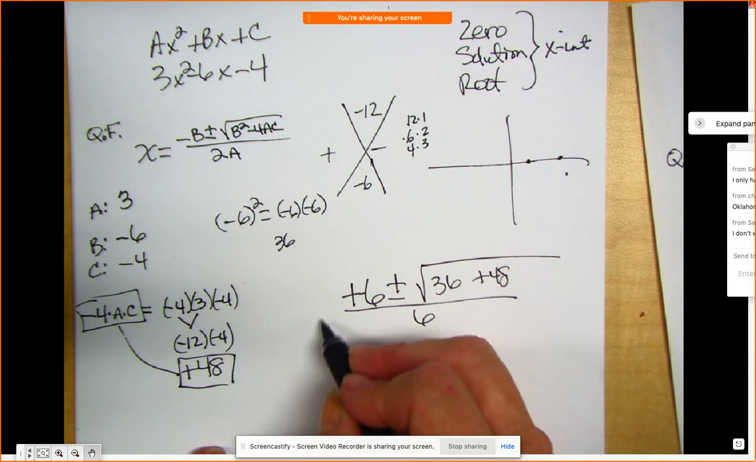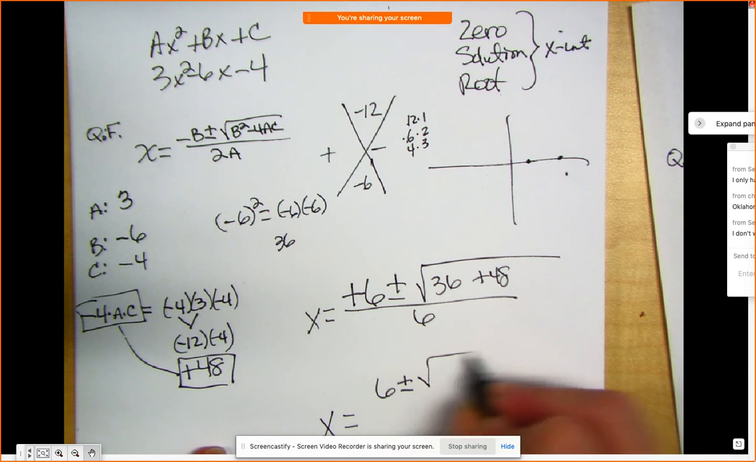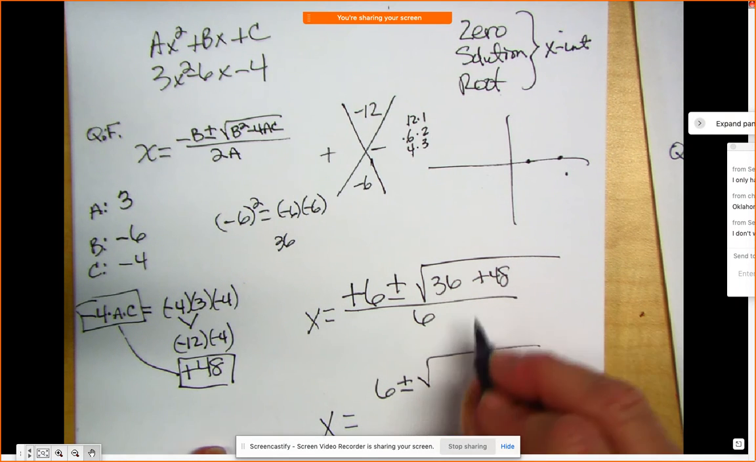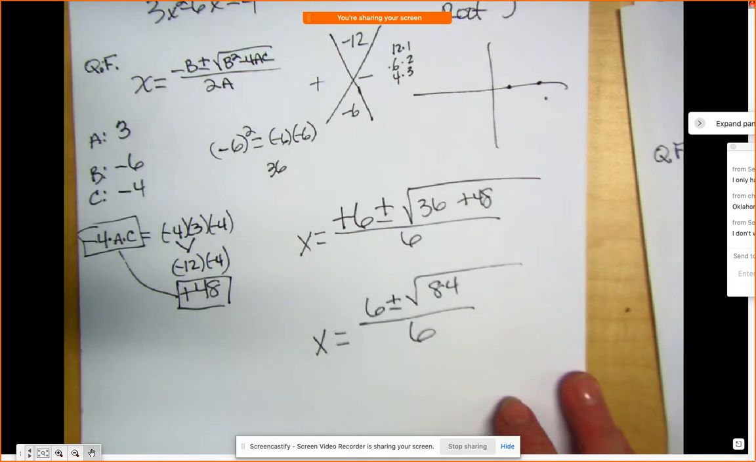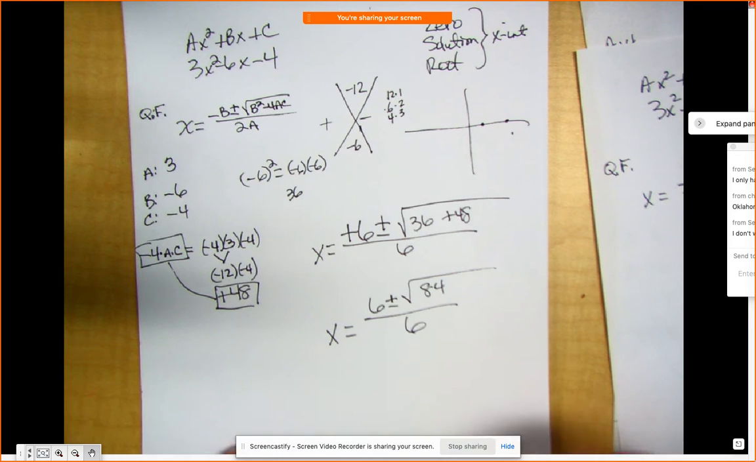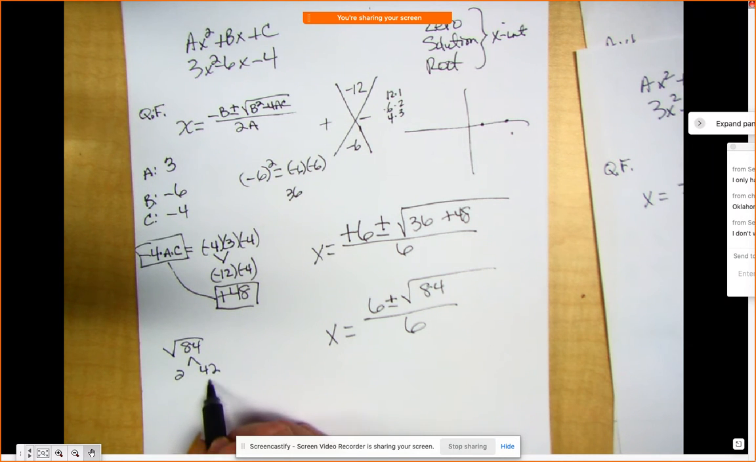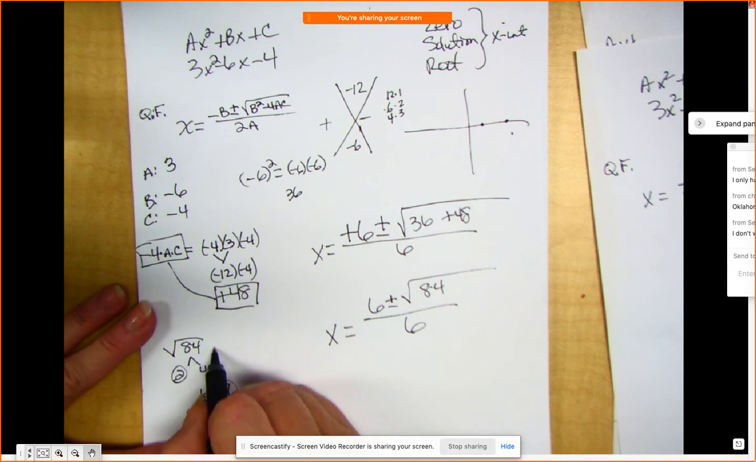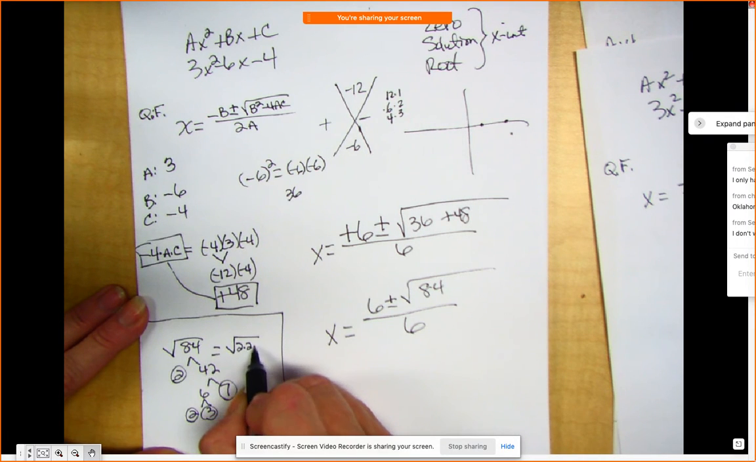So x equals 6 plus or minus the square root of 36 plus 48. 4, 5, 6, 7, 8, 4. I get 84. Well, 84 does not have a perfect root. It's not a perfect square, so I'm going to prime factor. I'm going to take the square root of 84 and do what we did from last night. It's 2 times 42. That's 6 times 7. That's a prime. 6 can be written as 2 times 3. So I can write the square root of 84 as the square root of 2 times 2 times 3 times 7.